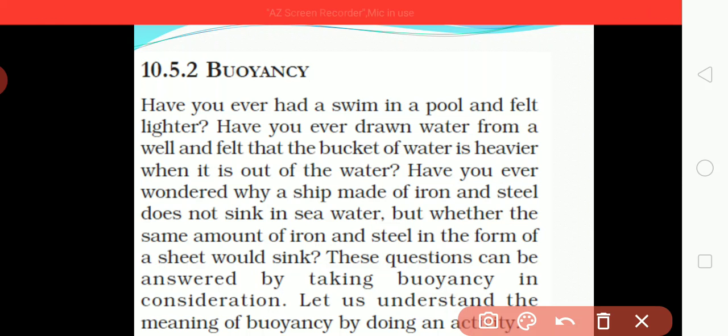Now, have you ever had a swim in a pool and felt lighter? Whenever we are swimming in a pool, we feel lighter. Have you ever drawn water from a well and felt that a bucket of water is heavier when it is out of the water?